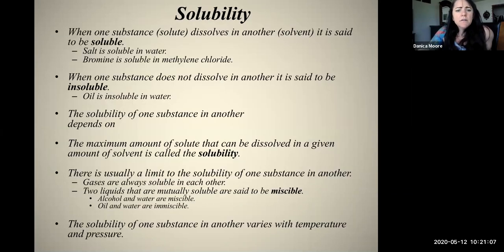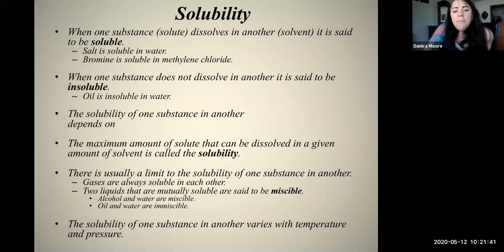Okay, so we talked about solubility in chapter 4 as well. When one substance is able to be dissolved in another substance, we said that it's soluble. Salt, for example, is soluble in water. Bromine is soluble in methylene chloride, methylene chloride being an example of a nonpolar solvent. When one substance does not dissolve into another, it's said to be insoluble. So oil being insoluble in water would be an example of that.